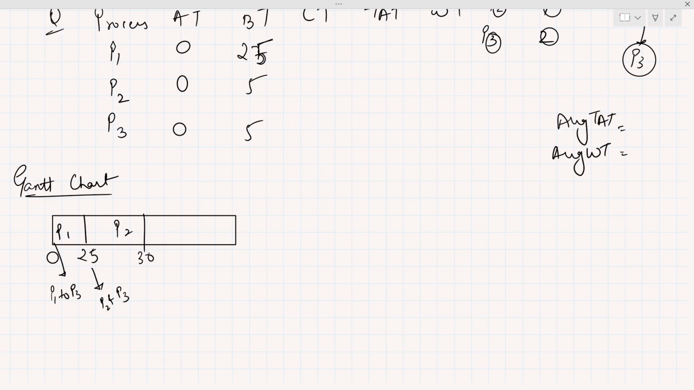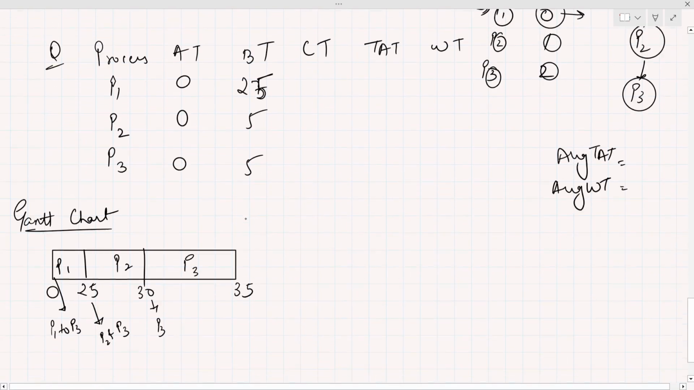Now it becomes 30. So 30 is what? 30 is the completion time of P2. After that, only one process is left, which is P3. So P3 acquires the CPU. Now, what is its burst time? Burst time is 5. So we have to add 5 and 30. So it becomes 35. Okay.